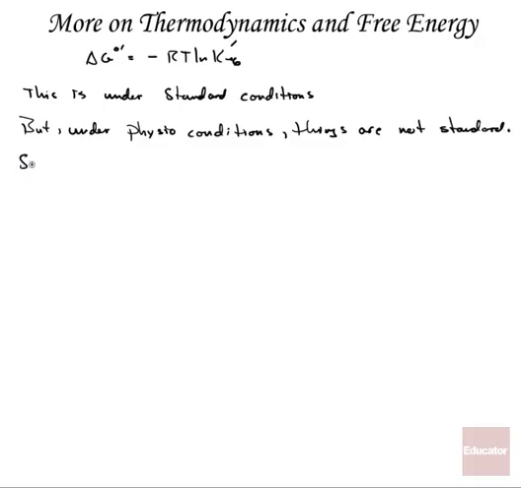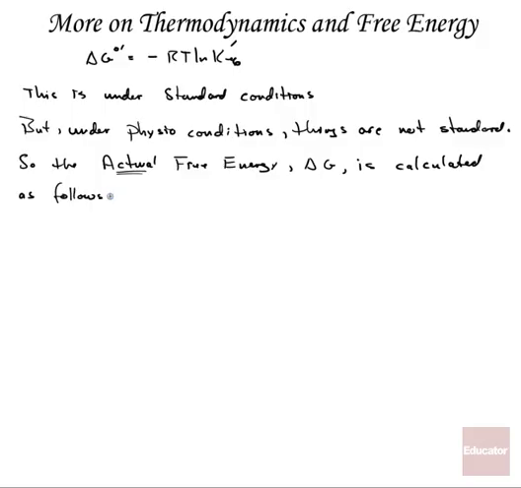So the actual free energy change, delta G, is calculated as follows. We have a way of finding the actual free energy under a given set of physiological circumstances based on what we've calculated under standard conditions, and the deviation from that. And this is the important equation that we want you to know.